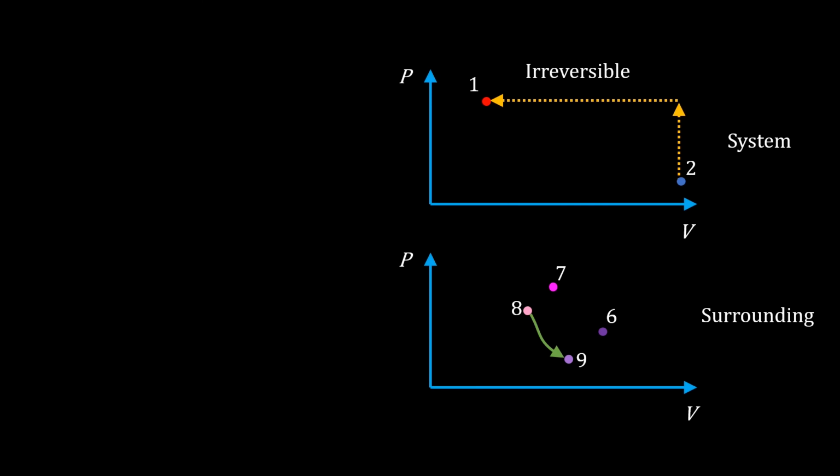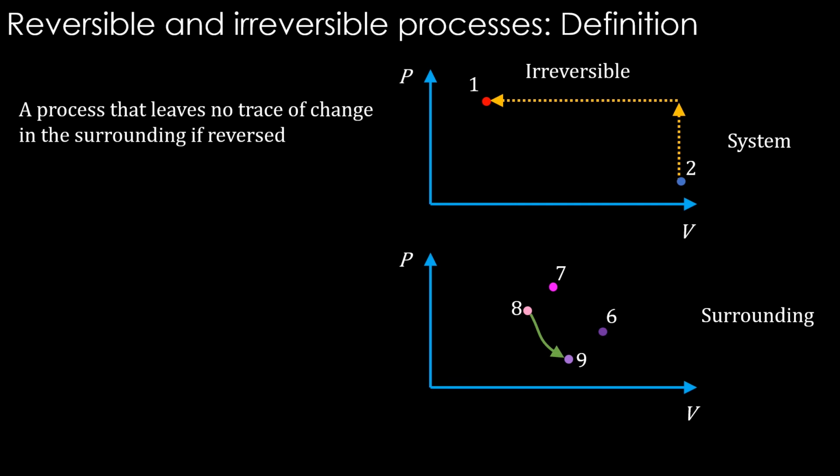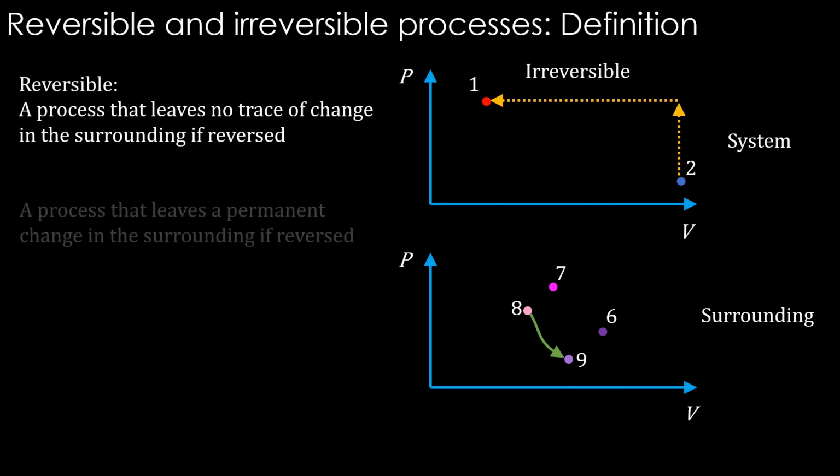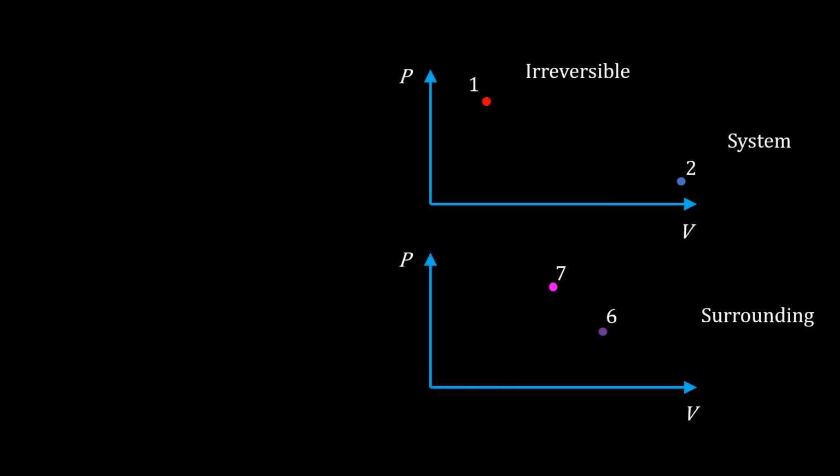So here is one way of defining the reversible and irreversible processes. A process that leaves no trace of change in the surrounding, if reversed, is a reversible process. A process that leaves a permanent change in the surrounding, if reversed, is called an irreversible process. So one more small thing to notice here.